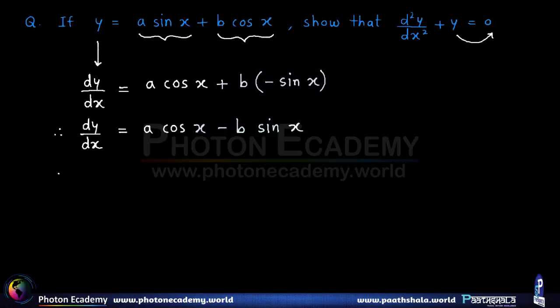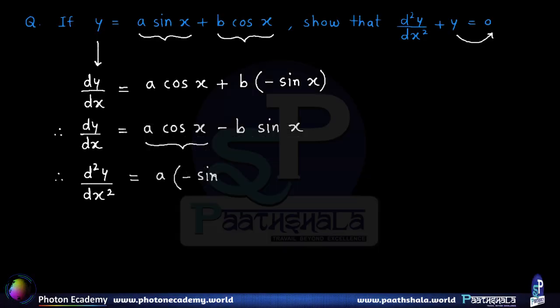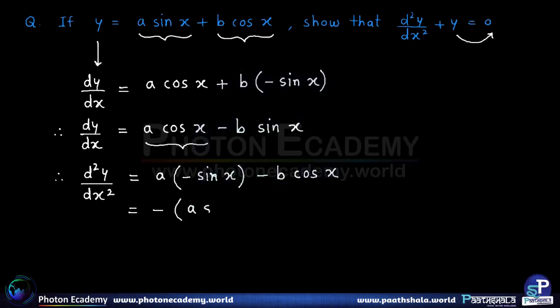Let's differentiate once again, because we have to obtain the second derivative. So d square y by dx square is equal to, to differentiate a cos x, we have a into the derivative of cos, which is minus sin, minus b into the derivative of sin, which is cos itself, so that is b cos x. If we take the minus sign outside, we will have in the bracket a sin x plus b cos x.